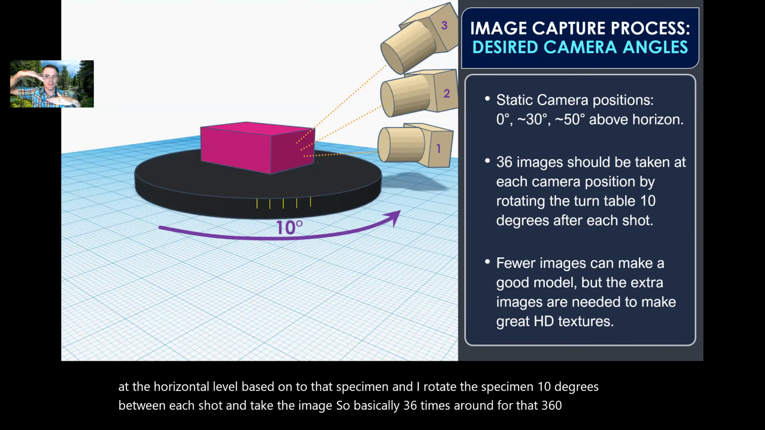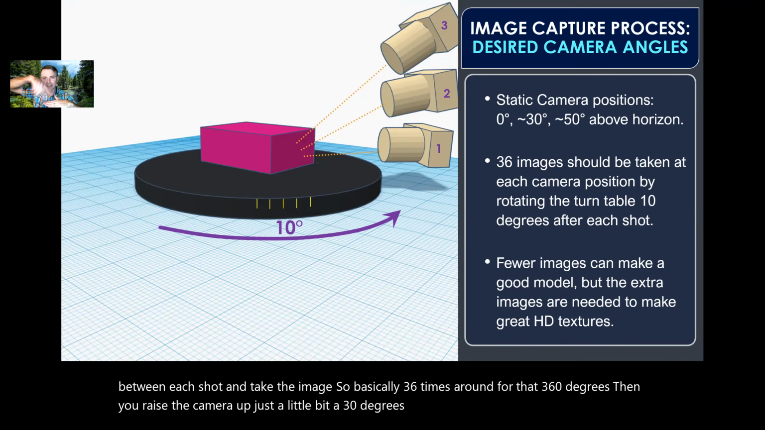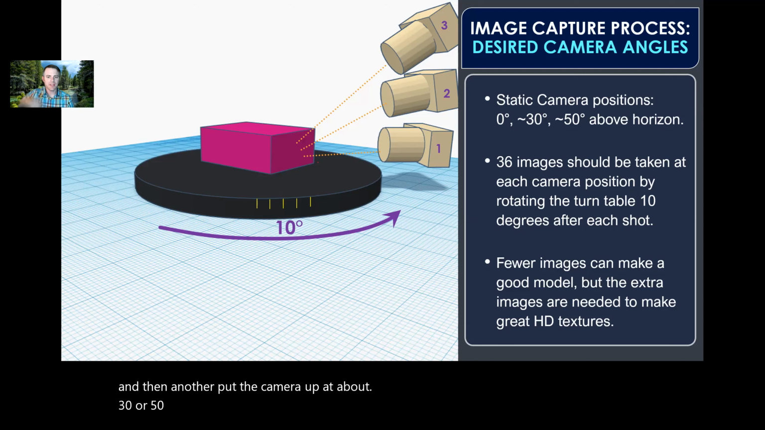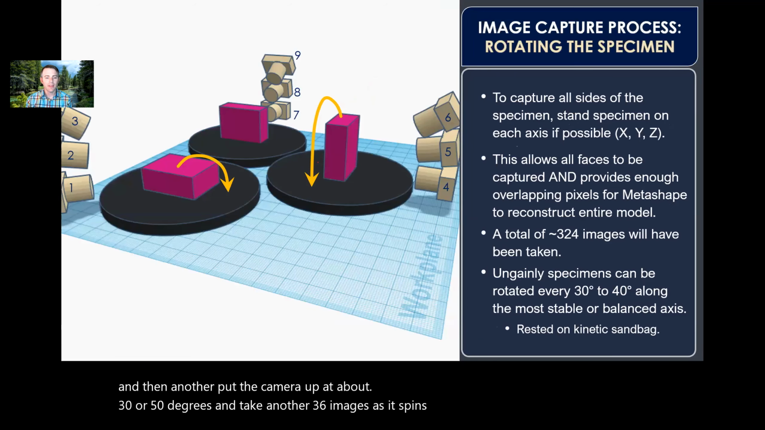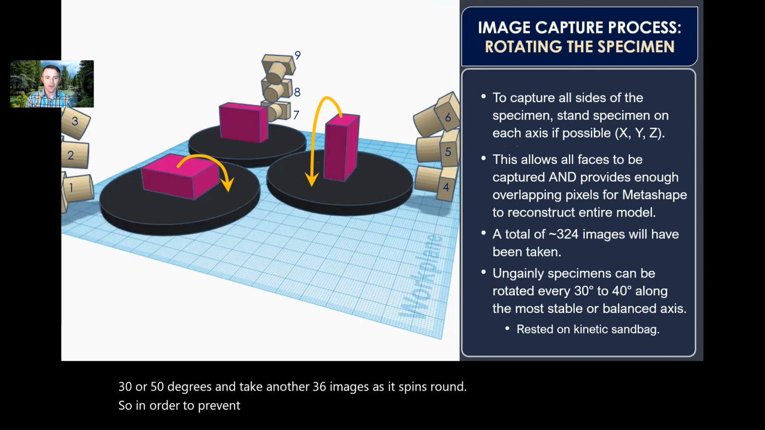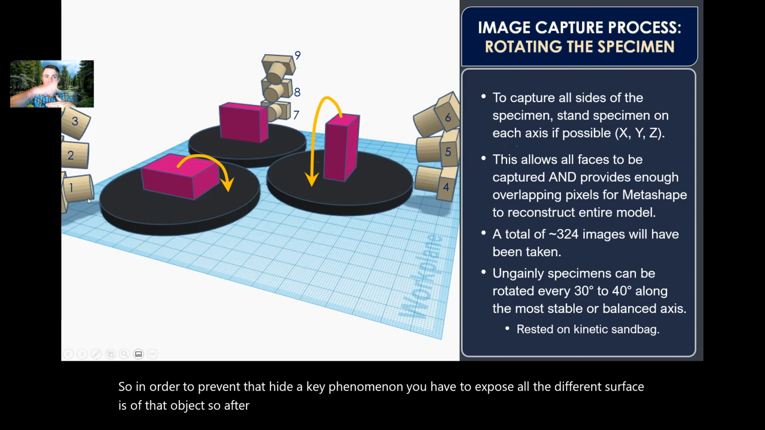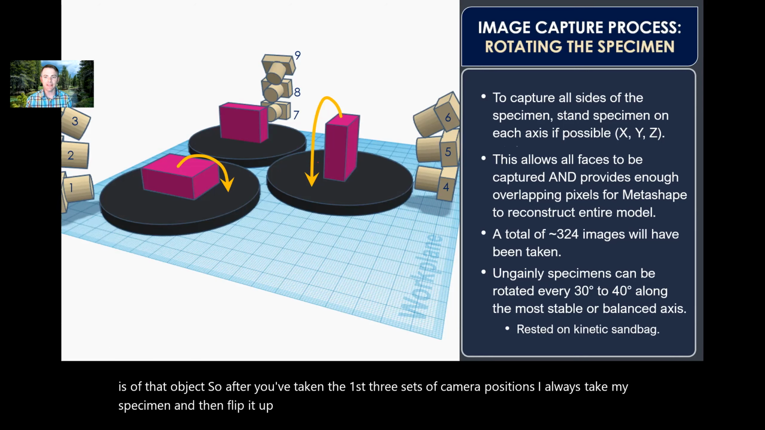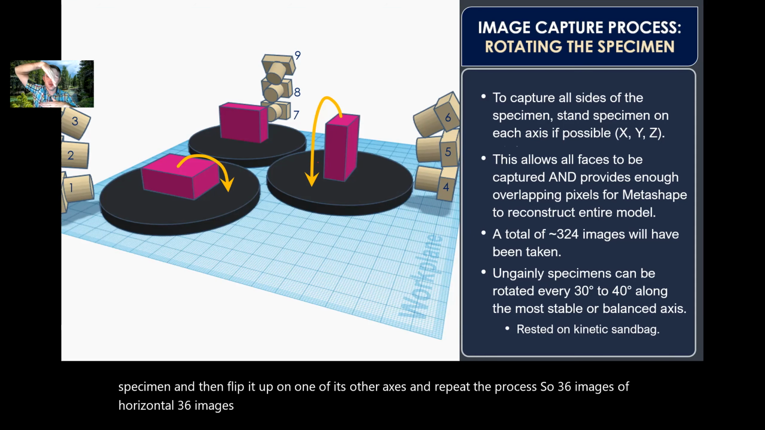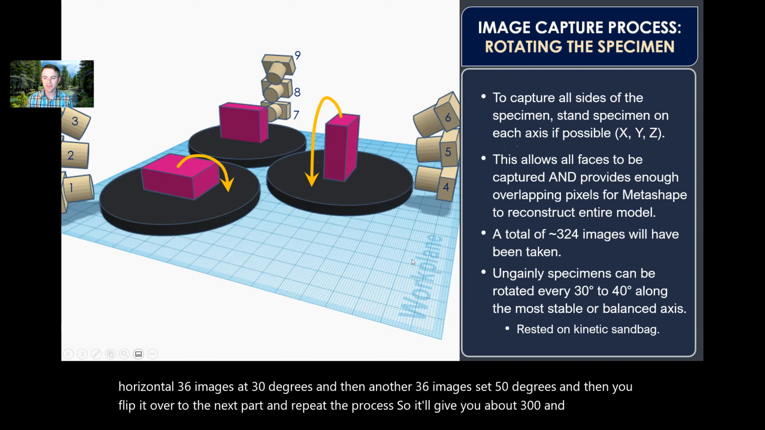Then you raise the camera up just a little bit, like 30 degrees or so, and you take another 36 images, and then put the camera up at about 50 degrees and take another 36 images as it spins round. In order to prevent hidden surfaces, you have to expose all the different surfaces of that object. So after you've taken the first 3 sets of camera positions, I always take my specimen and flip it up on one of its other axes and repeat the process. So 36 images at horizontal, 36 images at 30 degrees, and then another 36 images at 50 degrees. And then you flip it over to the next part and repeat the process. So it'll give you about 324 total photographs.